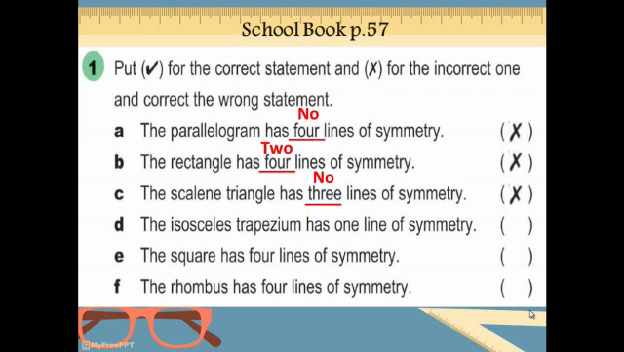Letter D. The isosceles trapezium has 1 line of symmetry. It's true. Letter E. The square has 4 lines of symmetry. Also, it's a true statement. Last one. The rhombus has 4 lines of symmetry. It's false. Let's correct it. The rhombus has 2 lines of symmetry.